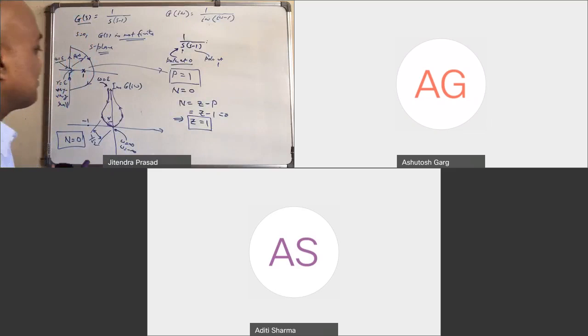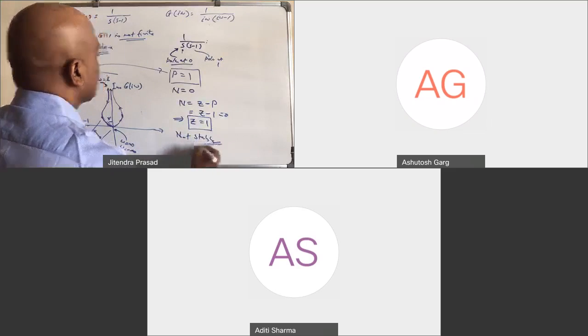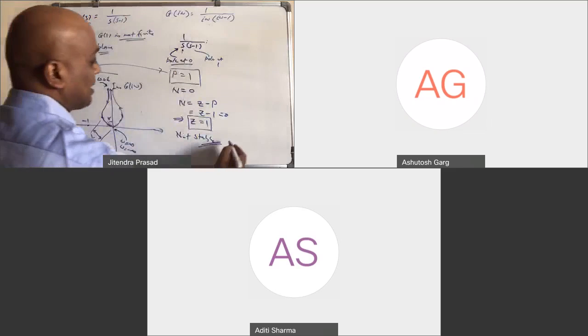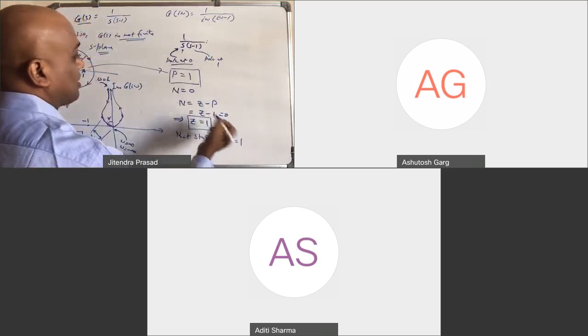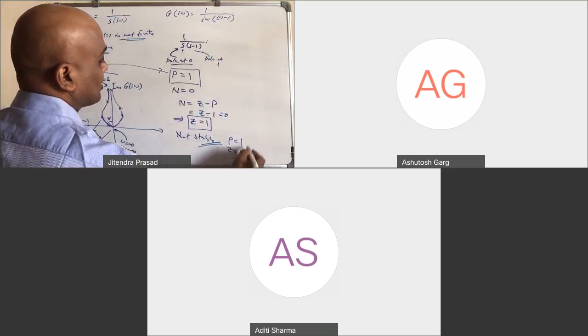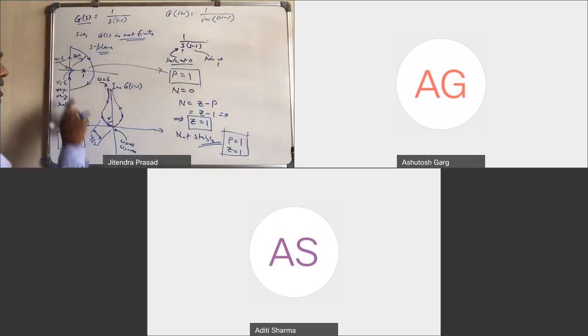Yeah. So is it stable or unstable? This is not stable. Why? Because there is a pole on the right side, because P equal to 1, and Z is also equal to 1. So there is a zero also, the pole also on the right hand side of the S plane, hence not stable.